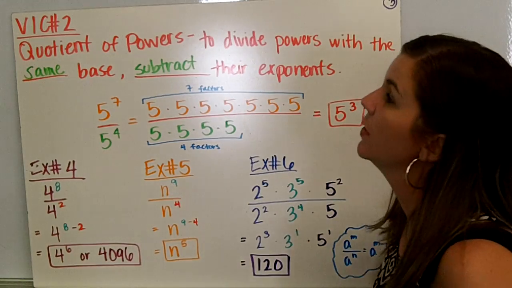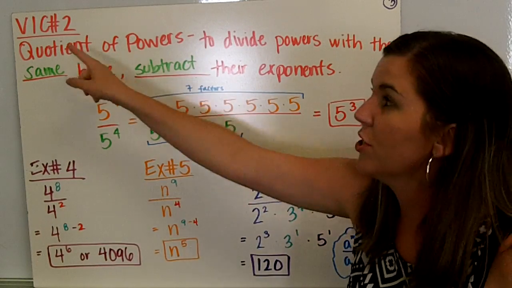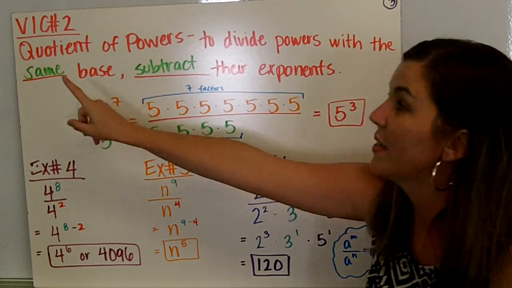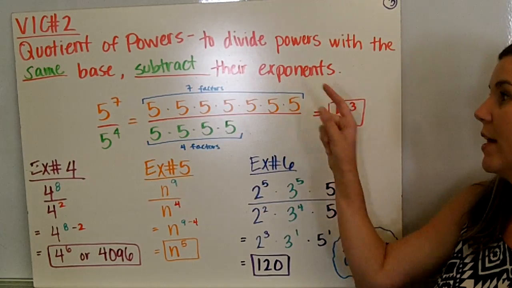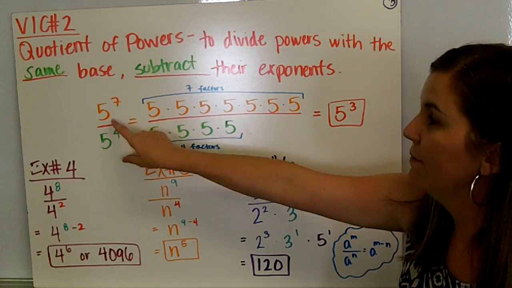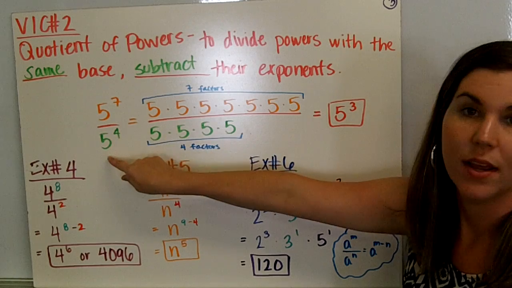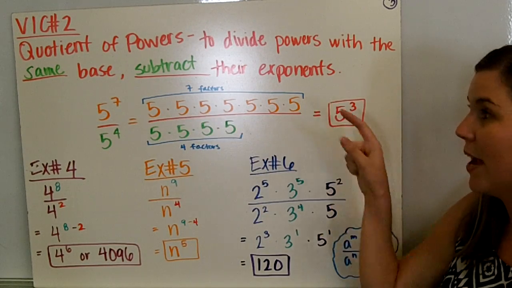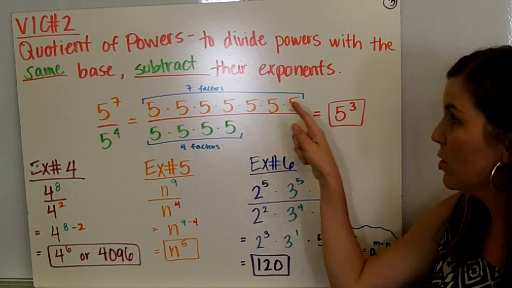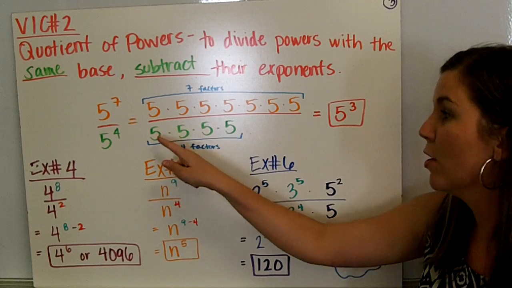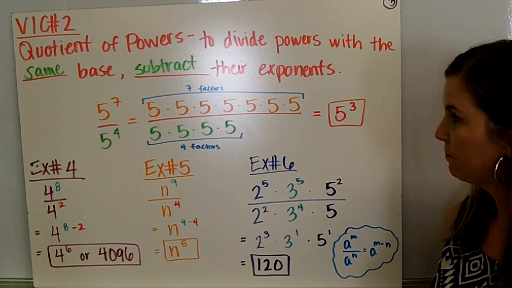Vocab number 2. Quotient of powers. Now quotient means the answer you get when you divide. So to divide powers with the same base, subtract their exponents. So this is the opposite of vocab number 1. I have 5 to the 7th divided by 5 to the 4th. 5 to the 7th means that there are 7 factors of 5. 5 is multiplied by itself 7 times. 5 to the 4th power means there are 4 factors of 5.